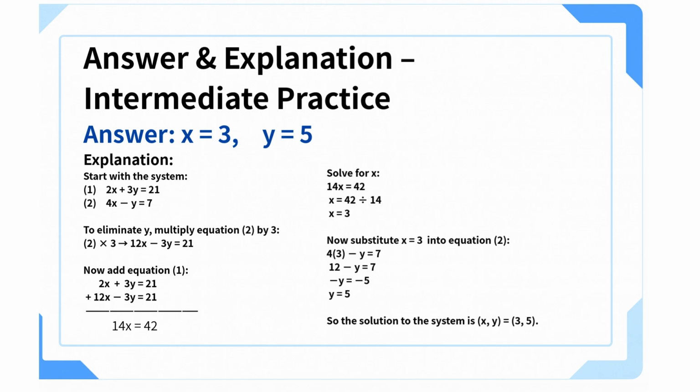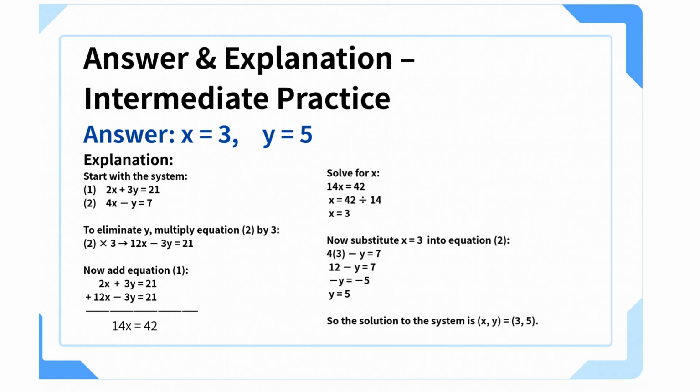Take a moment to visualize the alignment. 2x plus 3y equals 21, and underneath it, 12x minus 3y equals 21. When we add the equations term by term, the 3y and the negative 3y cancel out completely. This is the key benefit of the elimination method.